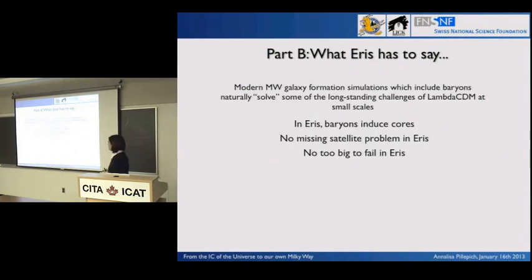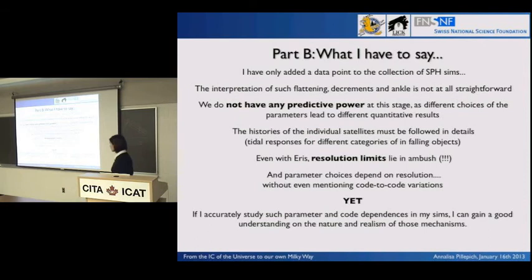So, in some sense, what our simulation has to say is that, okay, baryons induce cores, so for that, we have another data point to the core versus cusp issue. We don't have a missing satellite problem in the sense that, well, actually it's the opposite. It's not that we have too little in reality, we have too little in the simulation. And there's no too-big-to-fail at all. Not just because the baryons push down the rotation curve, but because the subhalo formation is a stochastic process. And so the most massive subhalos have rotation curves which are lower. But what I have to say is that, well, it's a tricky business.